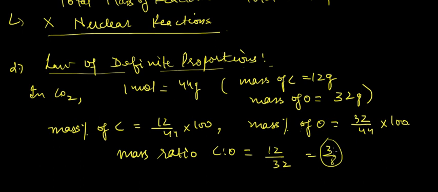So no matter how the preparation of CO2 is done, and also we are not bothered about the source of taking the carbon atom and oxygen atom so as to create a carbon dioxide molecule, the overall mass ratio will still be 3:8. If the carbon dioxide molecule is formed, the mass ratio would be fixed. That is why it is called law of definite proportions.